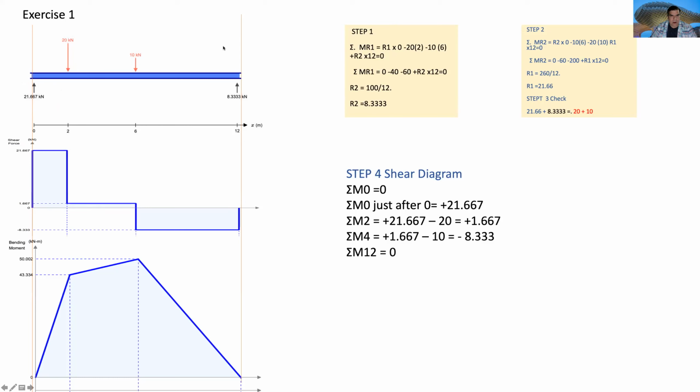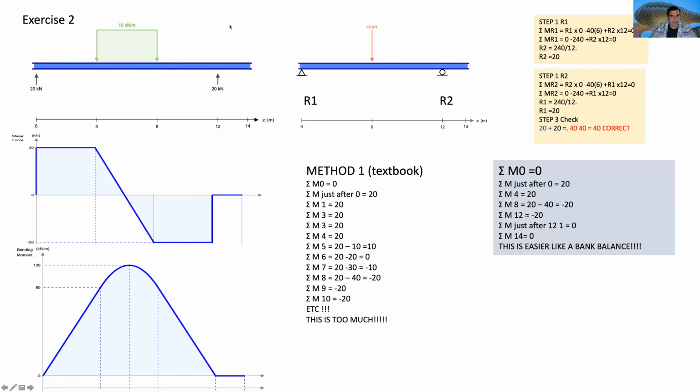Let's go to the next one. And we have here something different. Here we have a distributed force. As you know, when you have an exercise like this, the first thing that you will do will be to calculate the reactions. And well, this force of 10 kilonewtons is a force that is applied during 4 units. From 4 to 8 is 4 units. This length is 4.